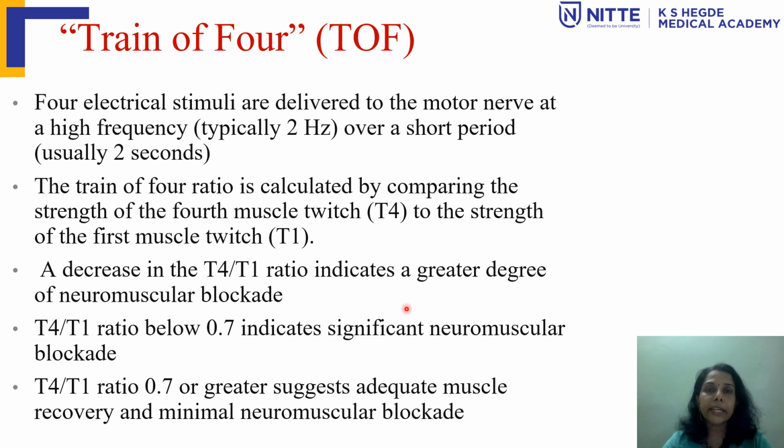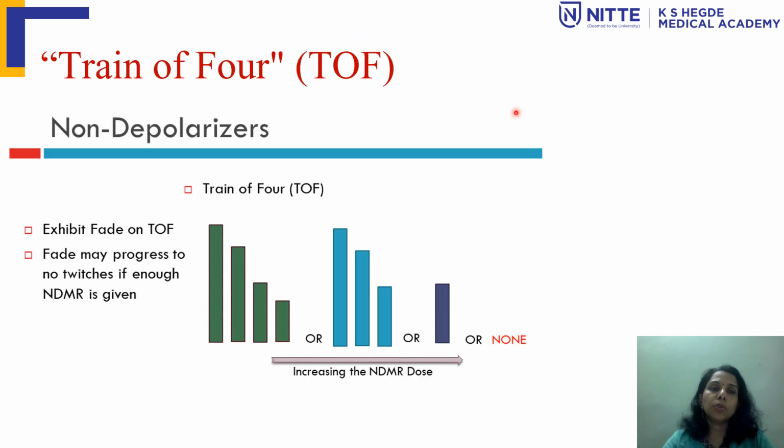So if there is a decrease in the T4 by T1 ratio, it indicates a greater neuromuscular blockade. Okay, so if it is below 0.7, what does it indicate? Significant neuromuscular blockade. If it is above 0.7, that means there is adequate muscle recovery and minimal neuromuscular blockade. So that is train of four. Gradually, when you increase the dose of non-depolarizing blockers, that is the competitive blockers, the twitch will decrease and finally there won't be any muscle twitch. That's how it is. So that means there is complete blockade.